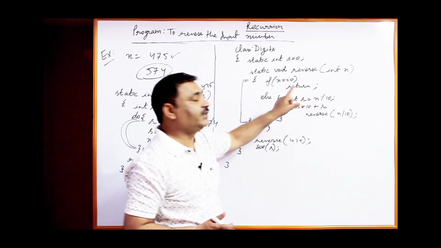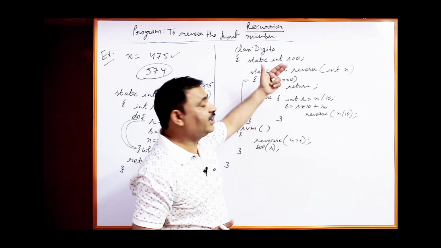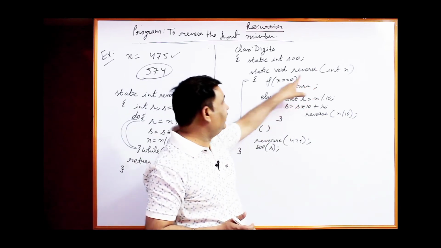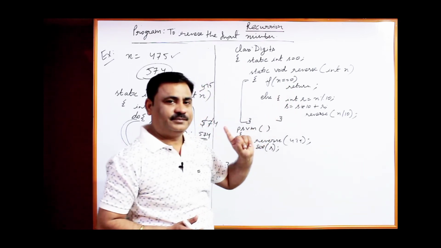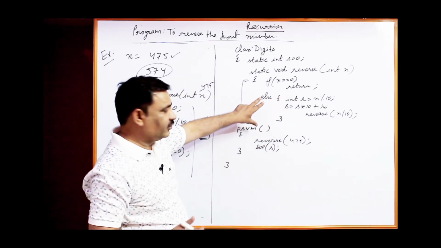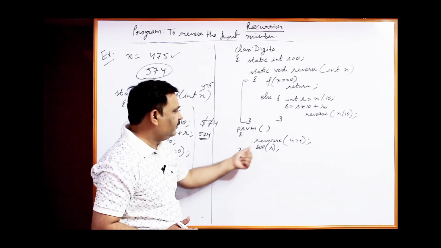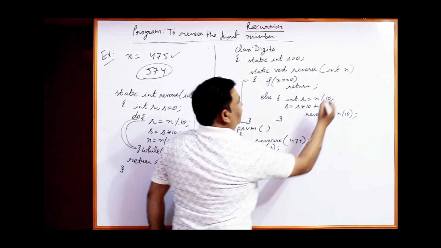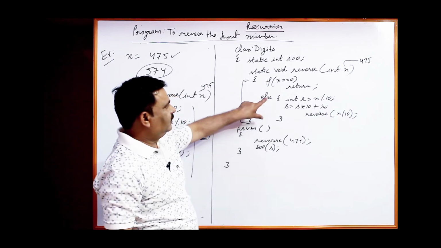Here you can use a return statement without value in the void function. From here it will start returning, backtracking. You can't return a value if the return type is void, but you can use the return statement. Okay. Now try to understand the working of this function. From the public static void main function, we are calling the reverse function by passing 475. So here suppose n is 475.